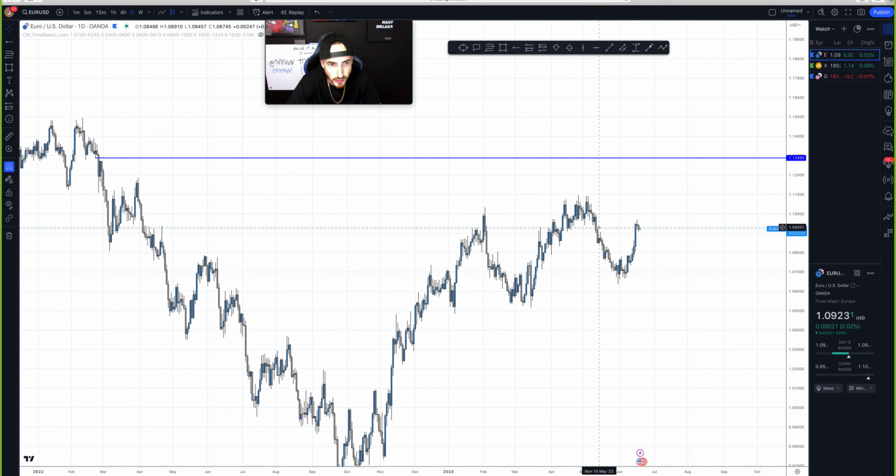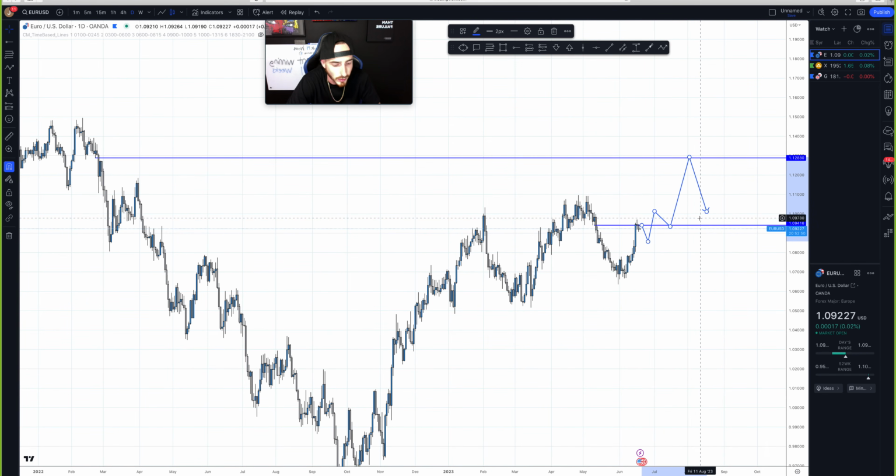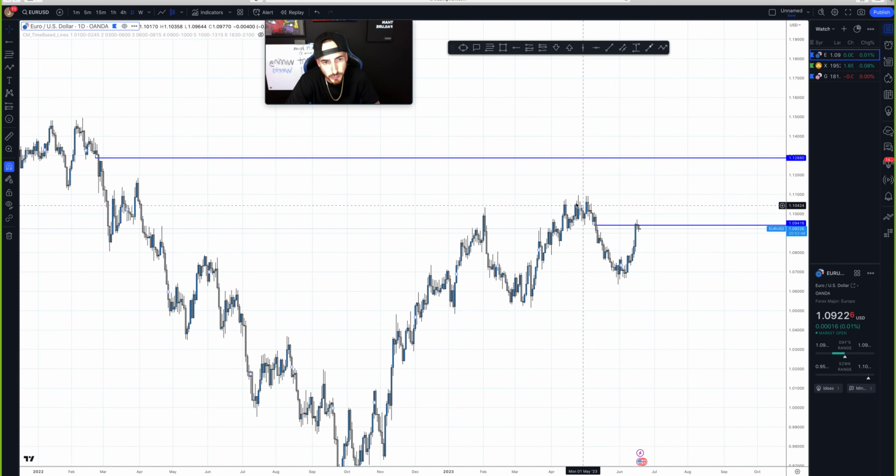You'll probably get something like this. Something like this. And then price will continue to this area. We'll get a bigger reaction off this area here. Now notice this right here was just a pullback into an area of demand.